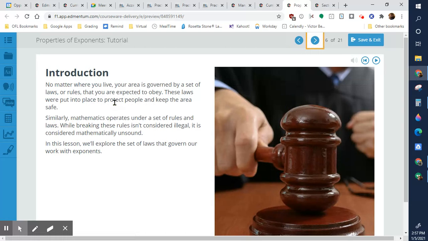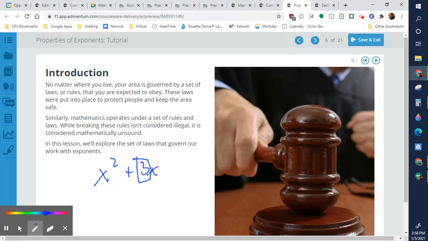So an introduction. No matter where you live in your area, it's governed by a set of rules, laws. So this is what we're going to be talking about, this idea of closed operation if you do a polynomial. And a polynomial, I've been using that term a lot, but a polynomial just means that we have x to some power and we're always adding different x's. They could have a coefficient, meaning you're multiplying them by a certain amount. So we have 3 x's here.